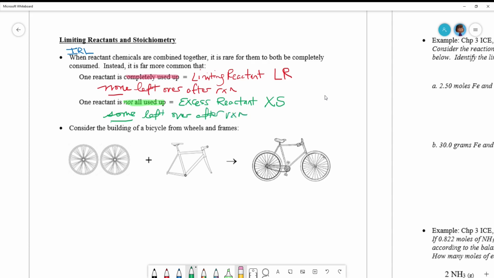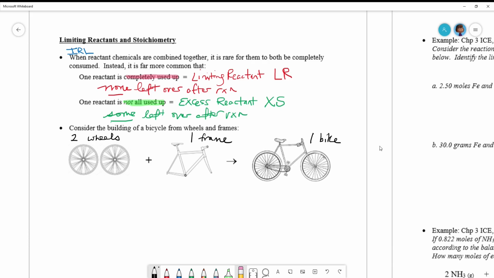Okay, well, let's take a look at a real-life limiting reactant example, something we can visualize easily in our heads. And that example here is the building of a bicycle from wheels and frames. So the building of a bicycle could be broken down into two major steps. We take two wheels, attach them to one bike frame, and voila, we make one bicycle. Obviously, that's very simplistic, but it suits our purposes here. So let's make a note of what we're doing here. Let's switch colors. So we have two wheels together with one frame making one bike.